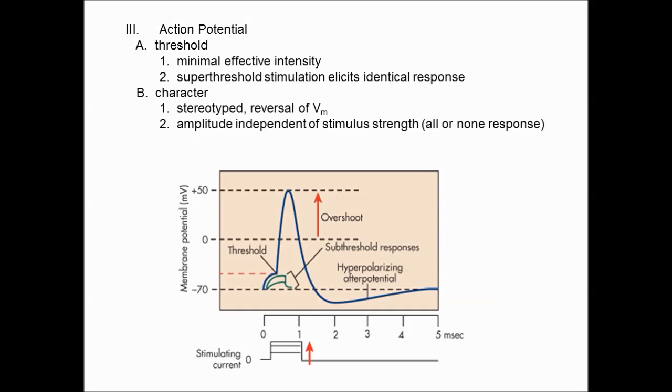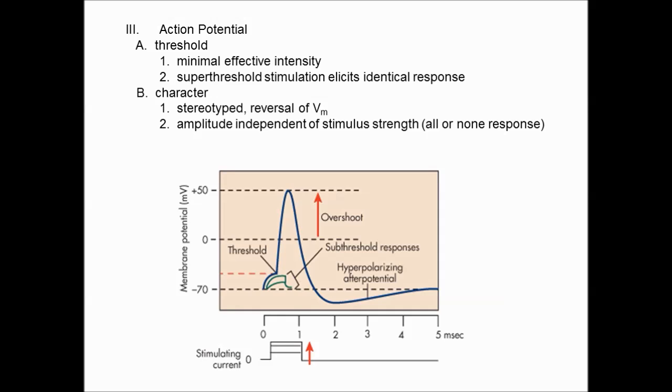And so what we put here is that a superthreshold stimulation elicits an identical or stereotyped response, which consists of a rapid depolarization. It overshoots zero, so we call it a reversal, and then it goes down below the resting membrane potential, which we call a hyperpolarization. So number one, a stereotyped reversal of the membrane voltage. Number two, the amplitude is independent of the stimulus strength.